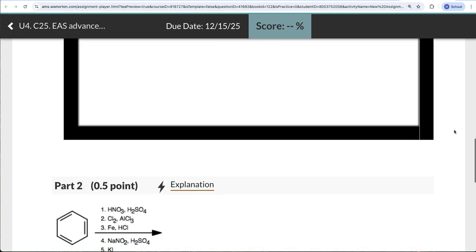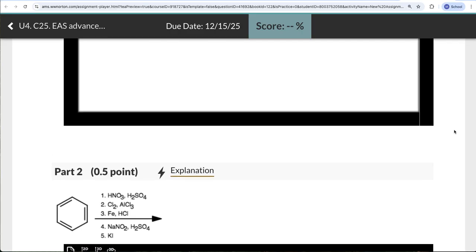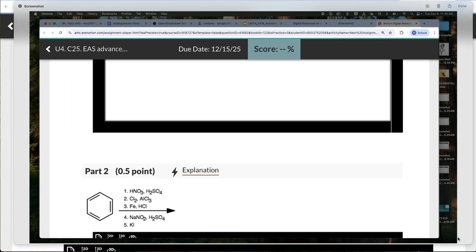Which then takes us to our next reaction. What happens in this case? Let's see if the tech's going to work with me this time. Why are you not drawing? What is this pen? No idea why it's not drawing.